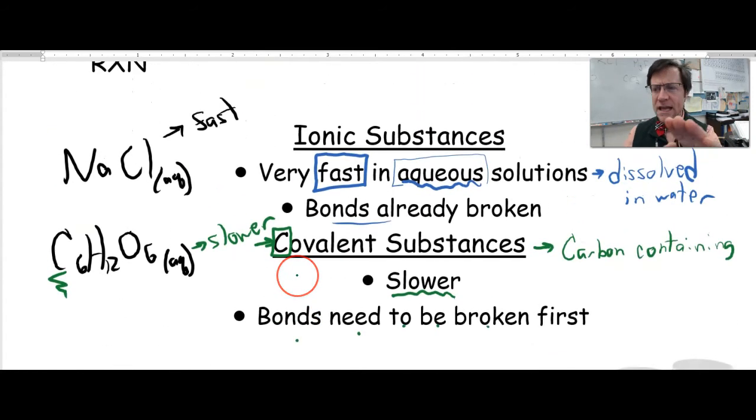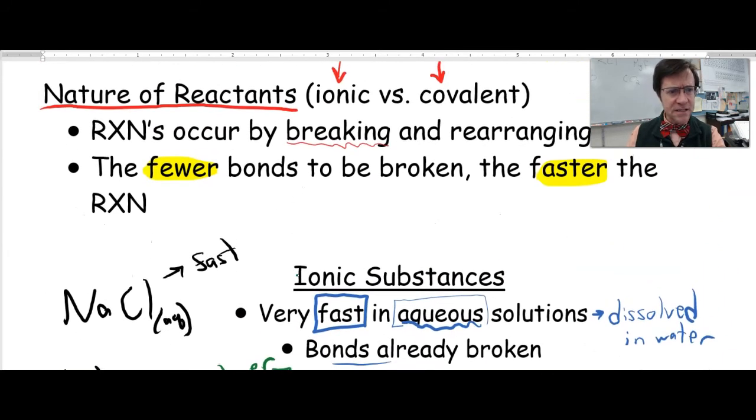Oh, actually, one last thing. The ionic substance, covalent substance, the nature of the reactants, there is nothing we can do about that. It just is what it is. You know what I'm saying? It's either fast or it's slow, and there's nothing we can do to tweak that, because we can't make something that's covalent suddenly ionic, because then it's a different thing.